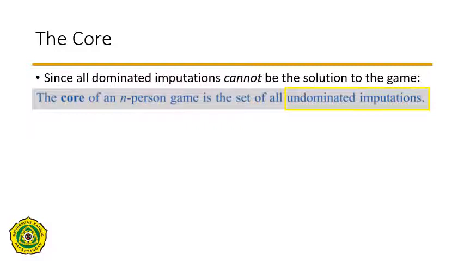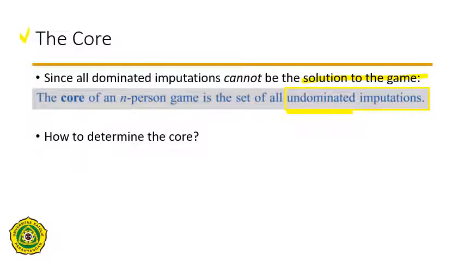So let's apply what we've learned about dominance to the core. The core is the solution of the n-person game. It says here that the core only contains undominated imputations. It means that if you find an imputation that is dominated, then that imputation cannot be the solution of the game. Only imputations that are undominated by any other imputation can be the solution to the game. So that is according to the core method here.